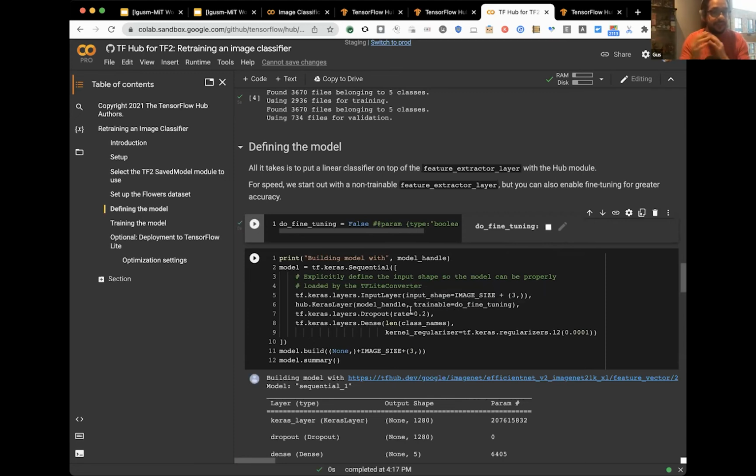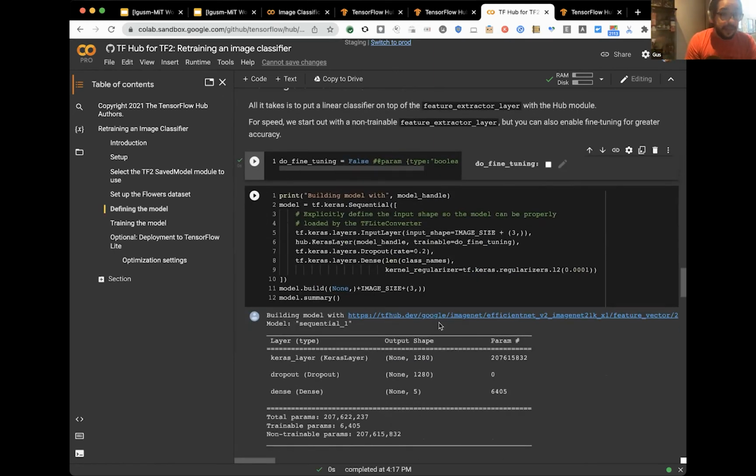So this changing can make your model more accurate if you change the original weights a little bit. Let's try without it first. And here we are going to define our model. Remember, Josh mentioned the sequential model. We are going to use a sequential model.